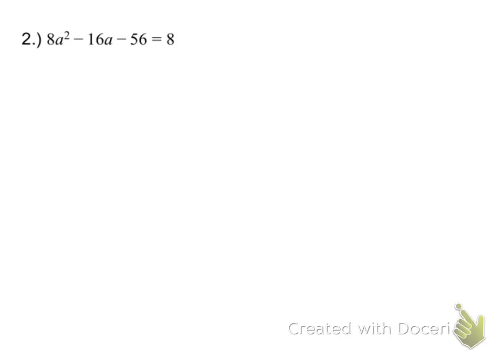Rule number 1 from yesterday was separate first, then we'll make a equal 1. So, to separate first, you do what? Add 56 to both sides. So I get 8a squared minus 16a equals what? 64.